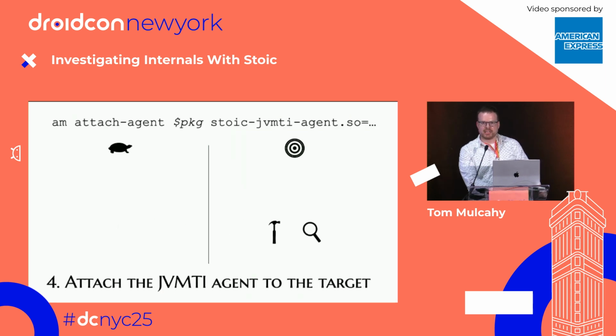So remember when I said I attached to the target process? That's what I'm doing here. One of the files I copied over is the Stoic JVMTI agent. JVMTI is the Java Virtual Machine Tool Interface. It's a low-level debugging API for Java, available on Android since Oreo. I use AM, that's the Activity Manager command line interface, to attach it to the target process. And at this point, we're running inside the target process. Let's zoom in on that.